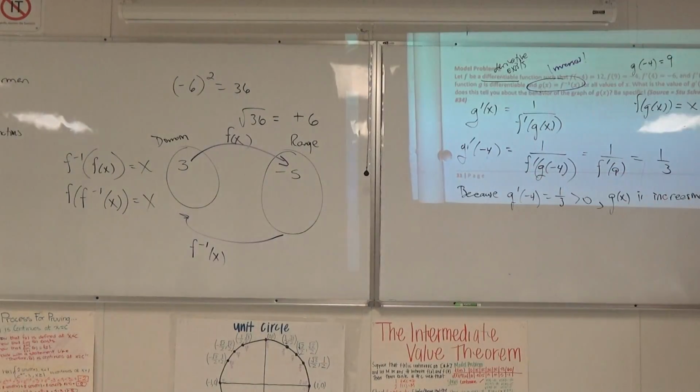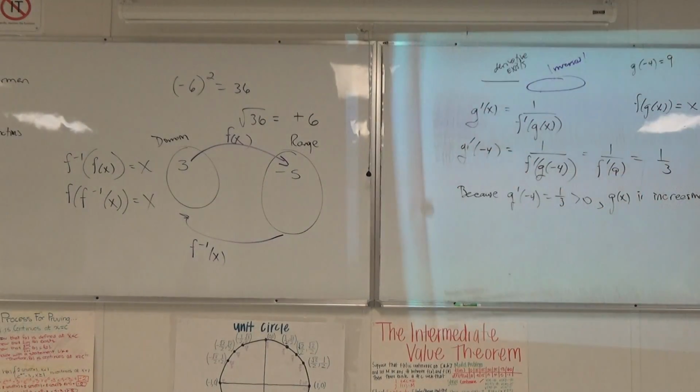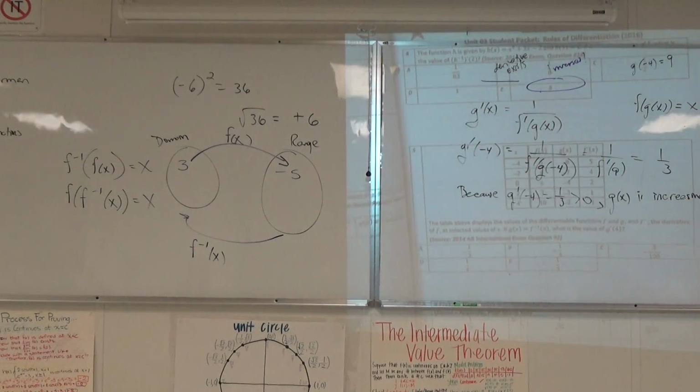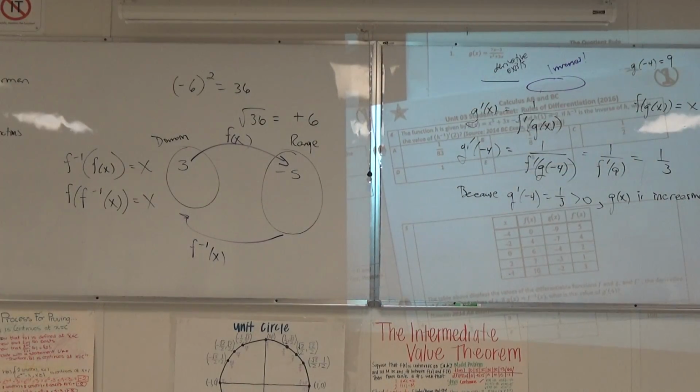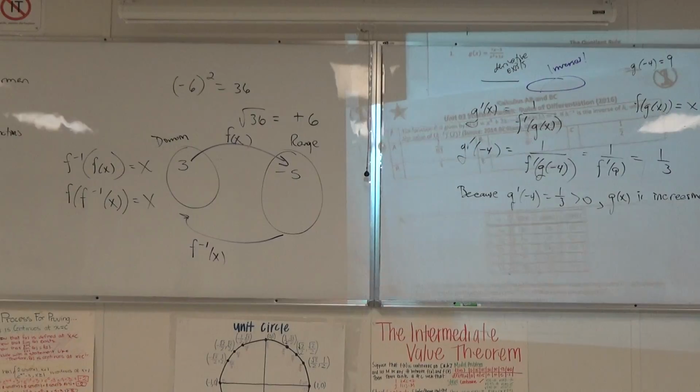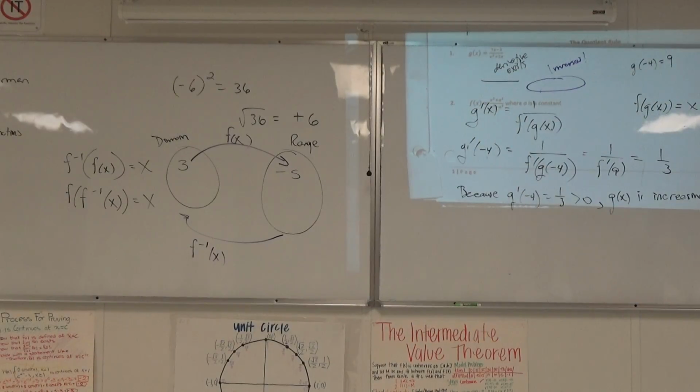All right, with that said, I think that was the last model problem. You guys have some opportunity for practice. There's 6 multiple choice questions. You have the next 13 minutes. Your goal is to get through as many of these as you can. You don't have to do them in order.